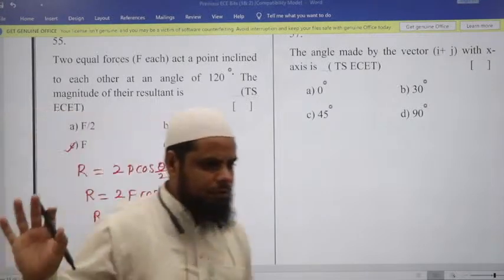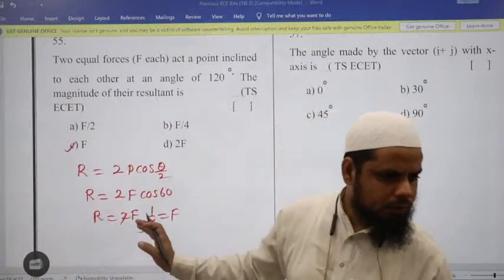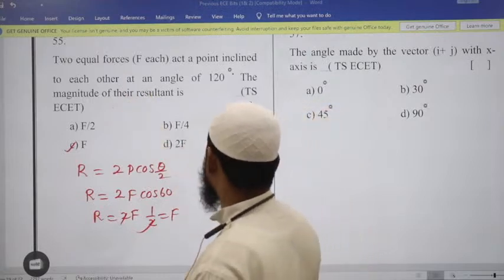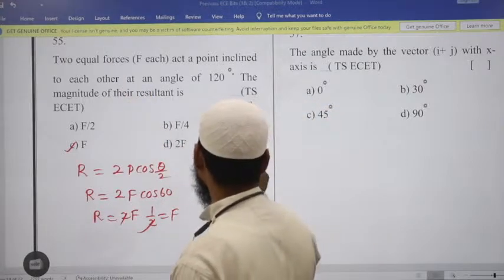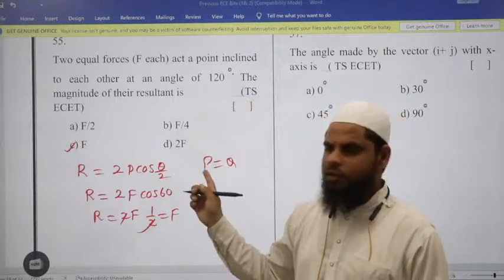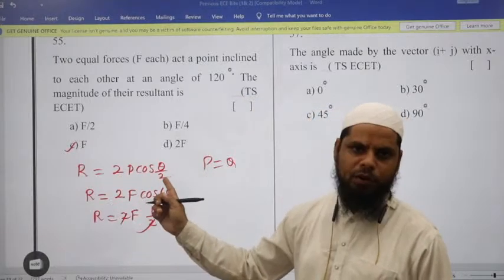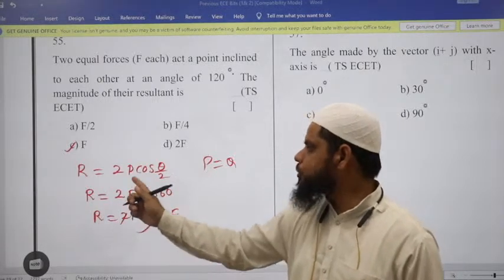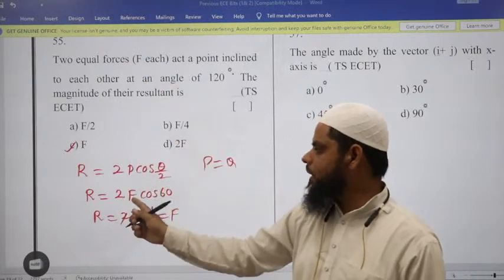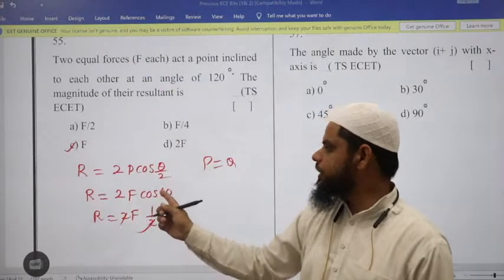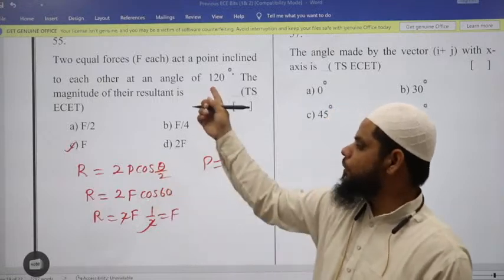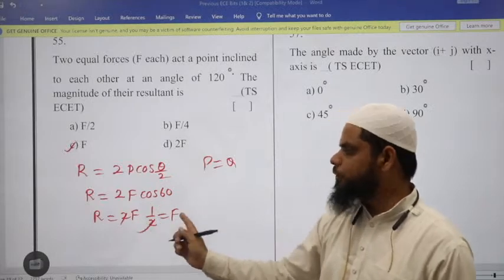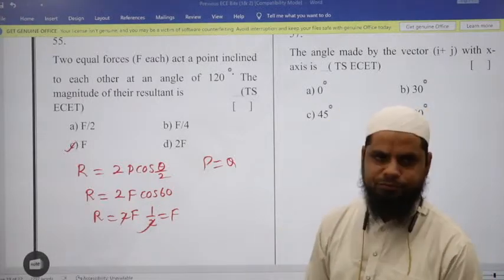We have already seen the same problem. If two forces are equal, it means P is equal to Q. If P is equal to Q, then R is equal to 2P cos theta by 2. I have already derived this. Instead of P, he has given F, so I am replacing with F: 2F cos 60. Since he has given 120, 120 by 2 is nothing but 60. So cos 60 is 1 by 2, the 2 gets cancelled, and the resultant is nothing but F. Fine.